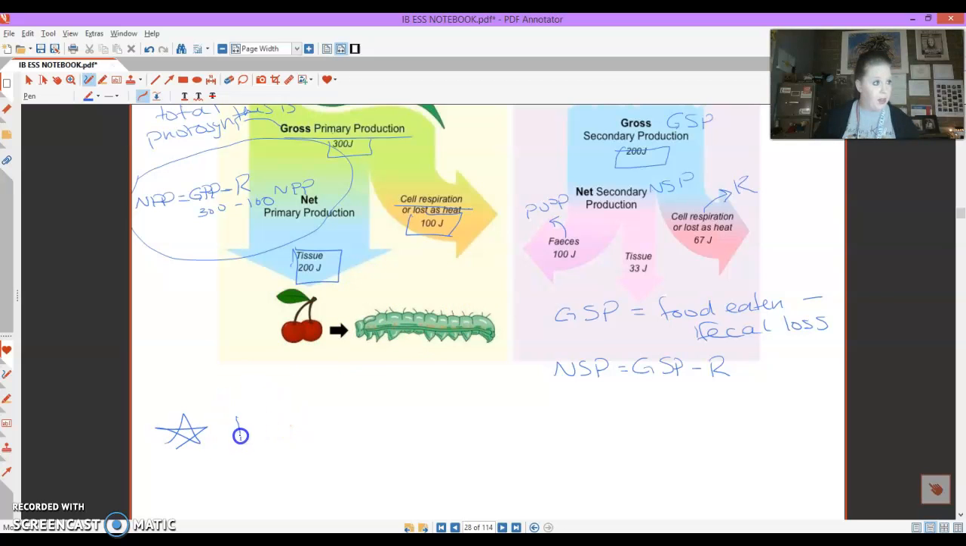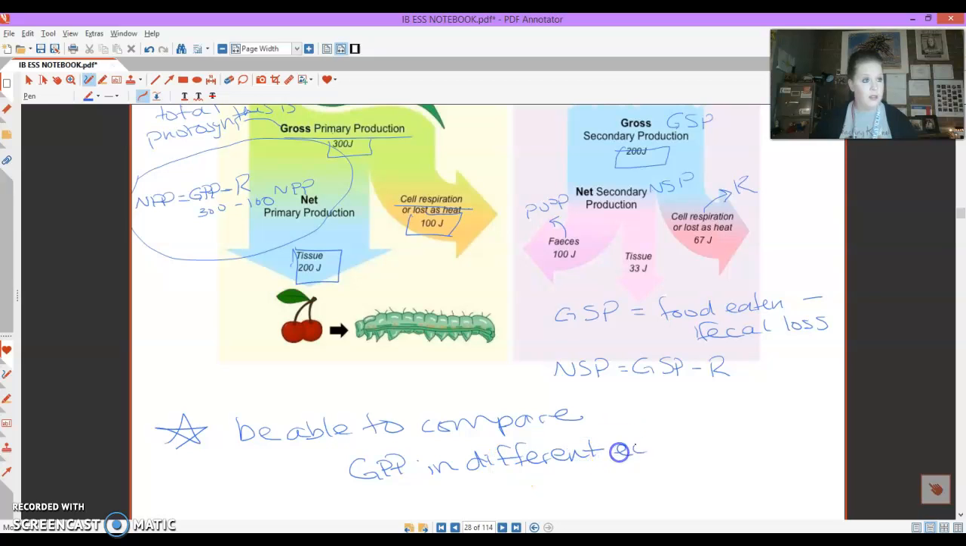So you need to be able to compare the GPP, or the gross primary productivity, in different ecosystems. Okay? All right. Let's look at the next page.